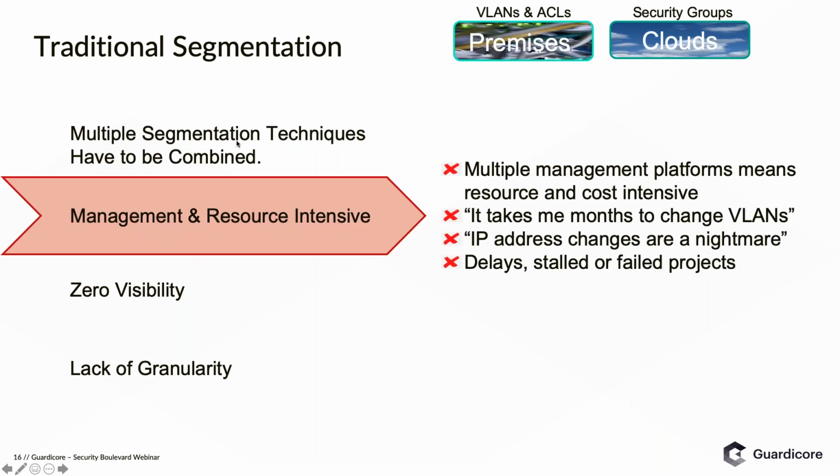Also, it tends to be management and resource intensive. Because you have to use multiple techniques to make this happen, it's very difficult to manage the number of resources required and the cost. Also, there's a lot of delays. When I talk to people this year and say, hey, how long does it take to change VLANs or change IP addresses? They say it takes months. It's an act of Congress. It's a real problem. So you end up with a lot of delayed and stalled and even failed projects.